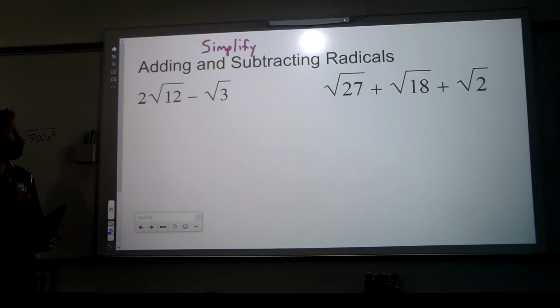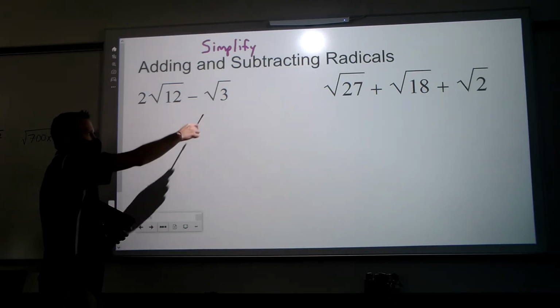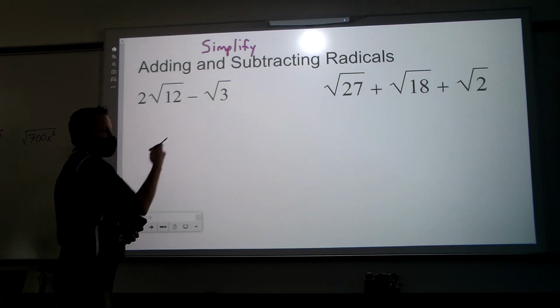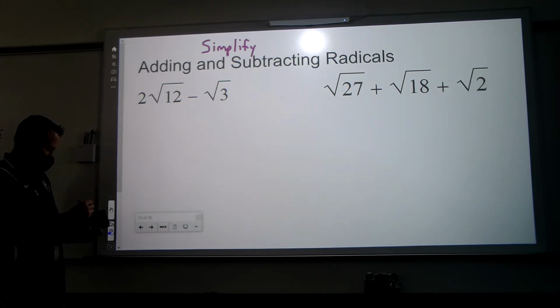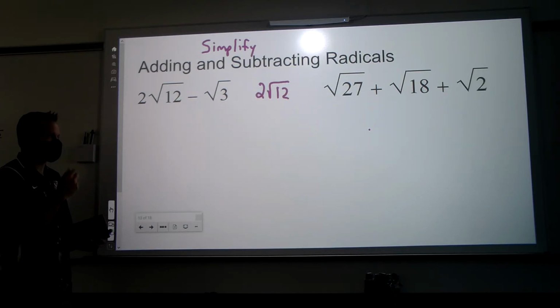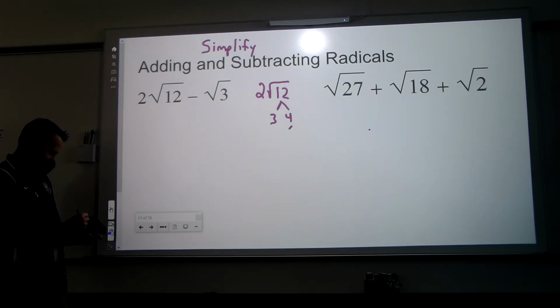And we got that. So for example, is there anything I can do with this 3? I break it down as 1 and 3. Do they have any buddies? No, but let's look at 2 square roots of 12. Guys, what numbers give me 12? 3 and 4, and I can rewrite 4 as 2 and 2, right? So this is 2 square roots of 2 times 2 times 3.